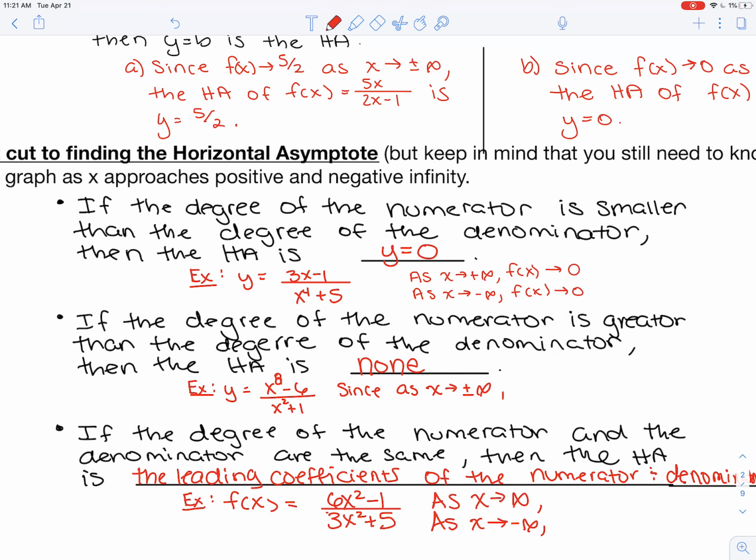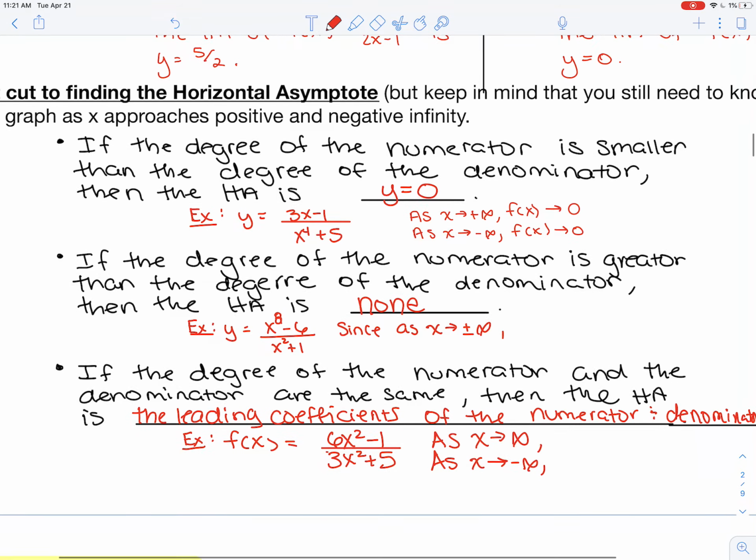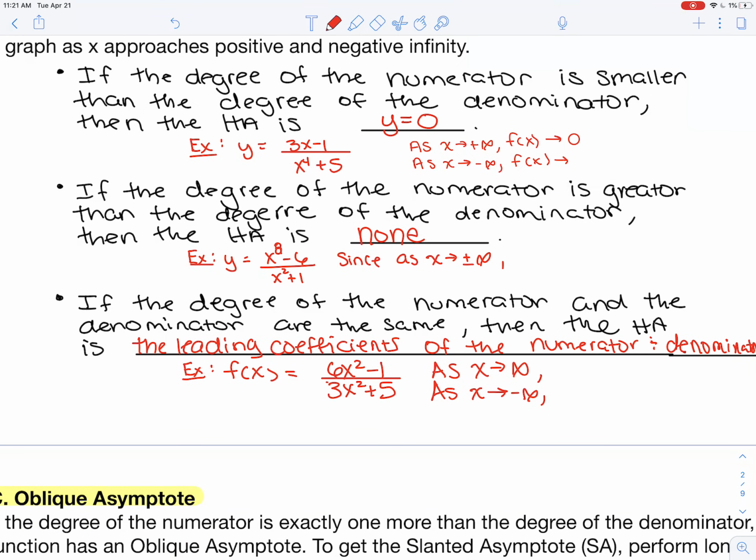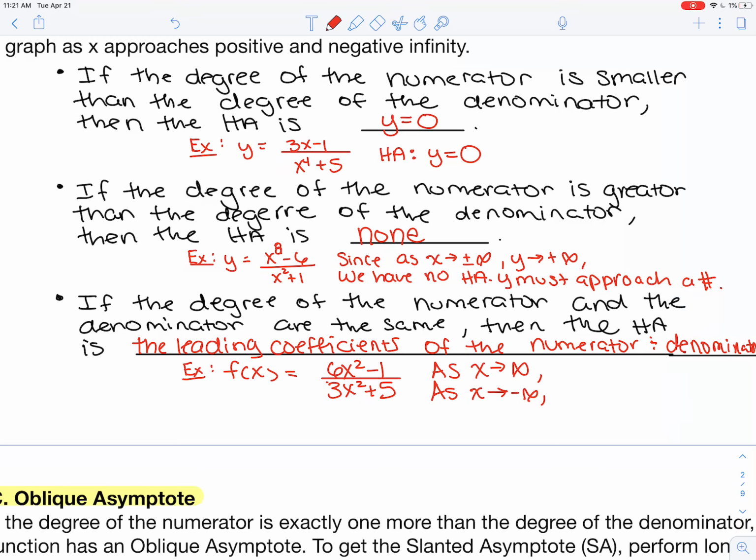And then if the degree of the numerator is greater than the degree of the denominator, then the horizontal asymptote is none. And this is the same concept I was saying above. So, for example, if you think about plugging in x approaching plus or minus infinity, what are we going to get? What do you think we're going to get? If you said y approaches positive infinity, you are correct. And hence we have no horizontal asymptote. Y must approach a number in order to have a horizontal asymptote.